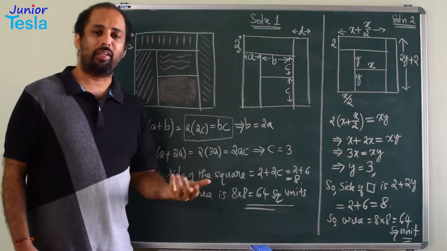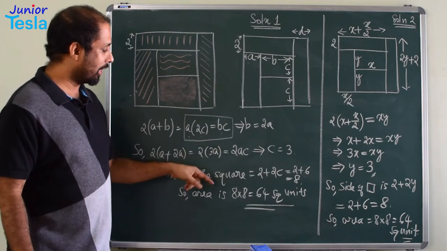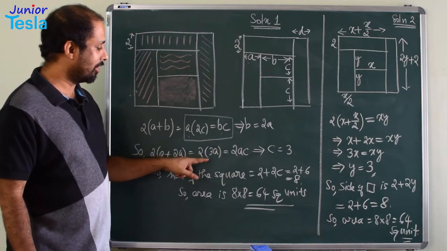So 2 and 2 will get cancelled. You can say A is equal to, sorry, A also got cancelled. You will get the value of C. C is equal to 3.